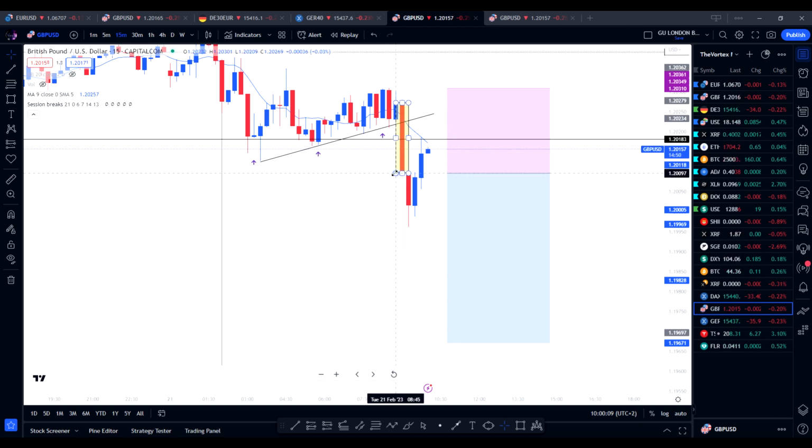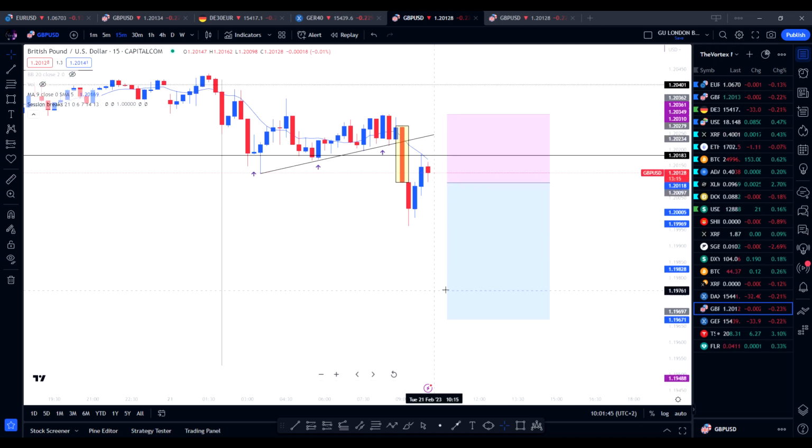Okay? And what I do is I enter with a market order as the candle closes. So the candle closed right at its low. We enter with a market order. My stop loss goes a couple of pips above the very most top point of the breakout candle, and I always target a risk to reward of 1 to 2. That is just how I like to do it.